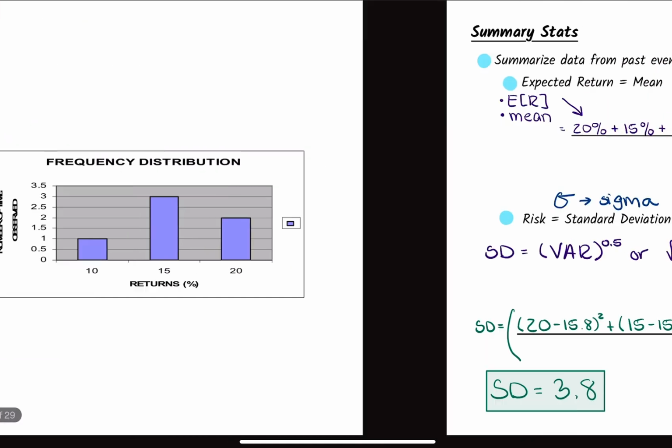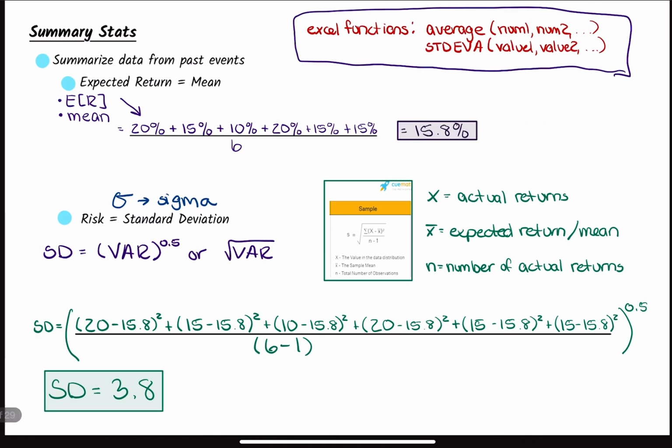By using that information, we can calculate some stats. We can calculate our expected return, which is the average or the mean. So we take every return from each year and divide it by the number of years. And here we get 15.8%. So that's the expected return.